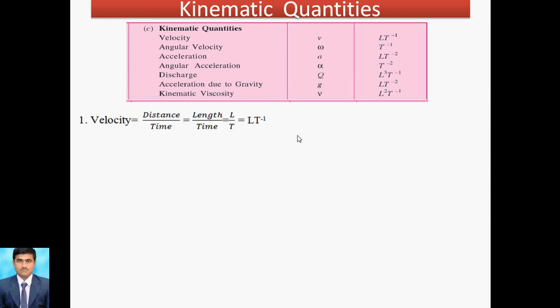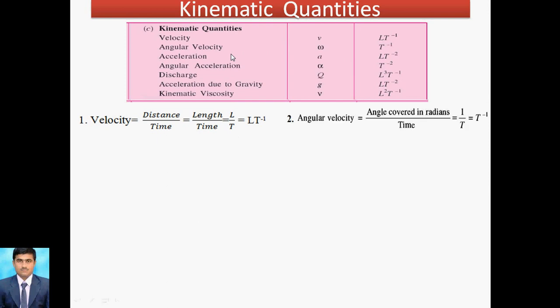First of all, we discuss velocity. As you know, velocity is nothing but distance upon time. Distance means length, and time means T. So in MLT format, length is L and time is T, so we can write L T raised to minus 1. That is the dimension. This is called a secondary derived quantity because more than one variable is present, length and time. So for length we take L, for time T, and I can write L T raised to minus 1.